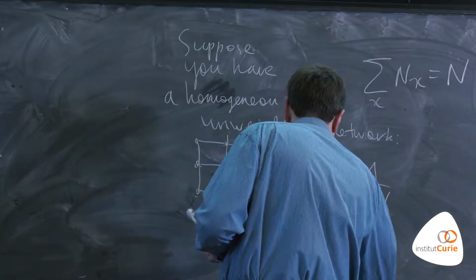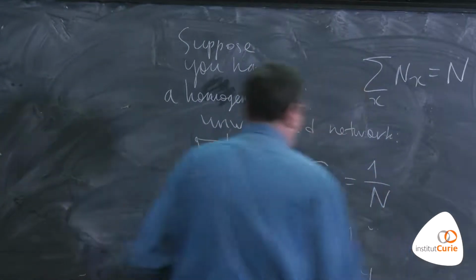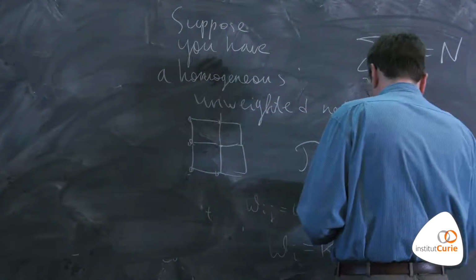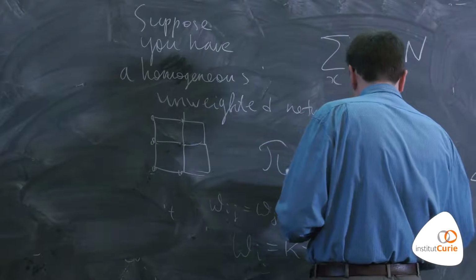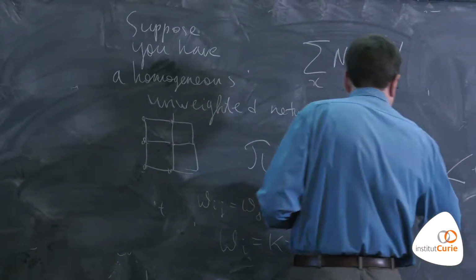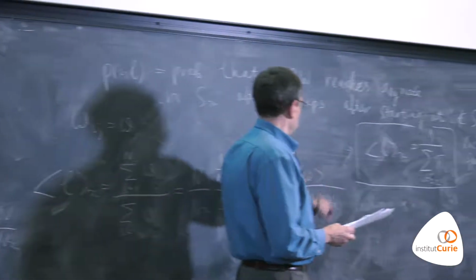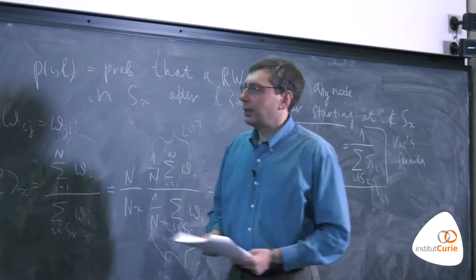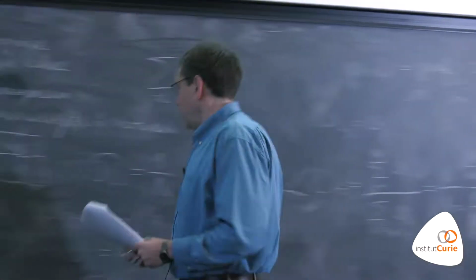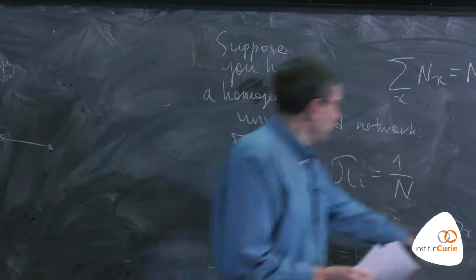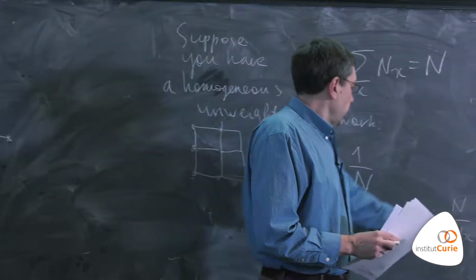So omega I is k and is equal to 4 in this example. Okay, and in this case, this average is equal to this average because they don't change. It doesn't matter whether you average over your set of targets or over all nodes, and you get an interesting result.